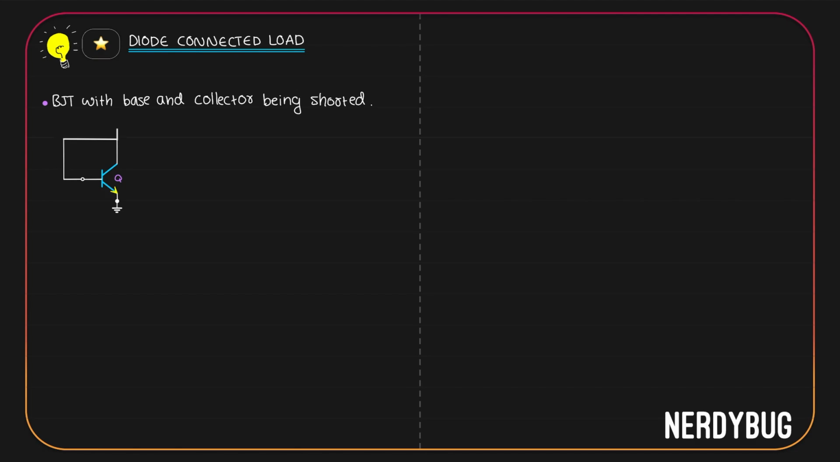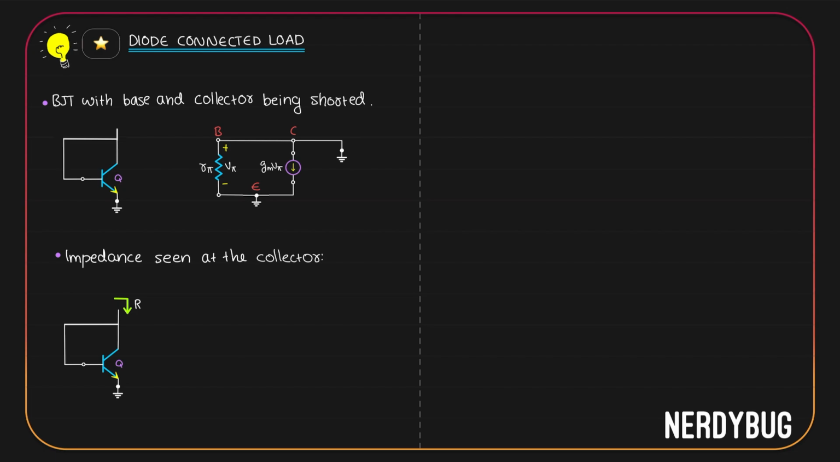Connection, this is what I get. Base and collector are directly connected to each other. Since there is no resistance at the collector, collector goes to the AC ground. Now, what I want to find out is the impedance of this circuit when seen at the collector. For that, all I have to do is take the small signal model, apply a potential Vx at the collector and find its relation with the current Ix that will be flowing over here.